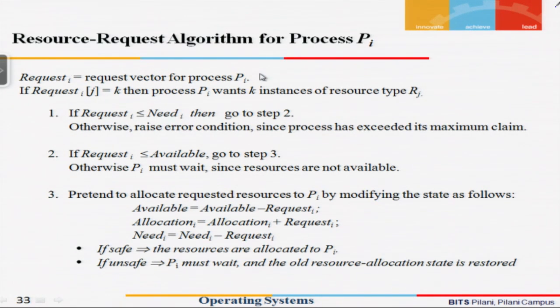Since we are looking at avoidance, we look at the request of a resource. If granting the resource is going to lead to an unsafe state, then we don't allocate the resource. Otherwise, we grant the request. So we begin by checking if Request_i is less than or equal to Need_i, then go to step 2.